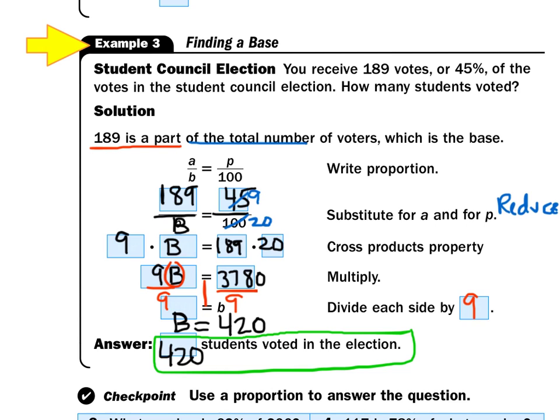So then I would do the cross products. B times 9 gives me 9B, and 20 times 189 gives me 3,780. And so now, circle the variable, bring down the wall. To get rid of the 9, we divide both sides by 9. So B would equal 420. So 420 students voted in that election.